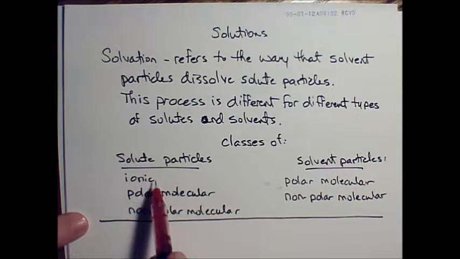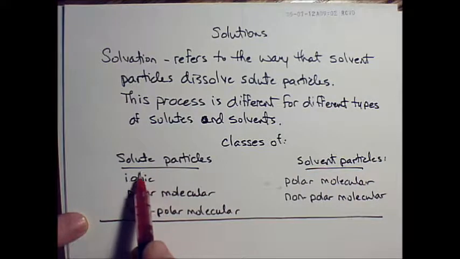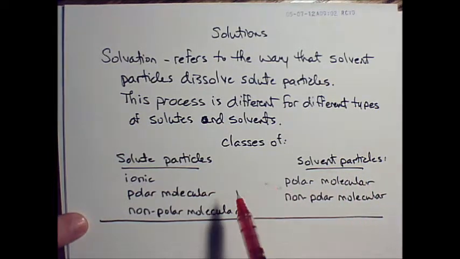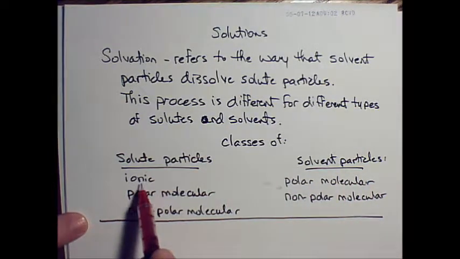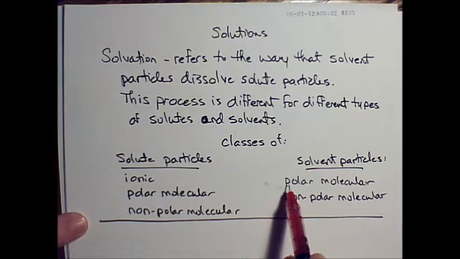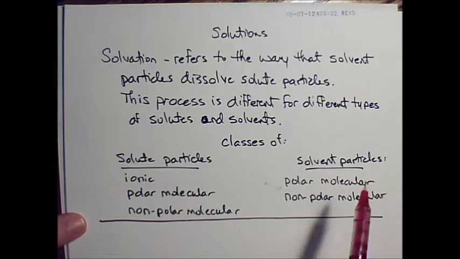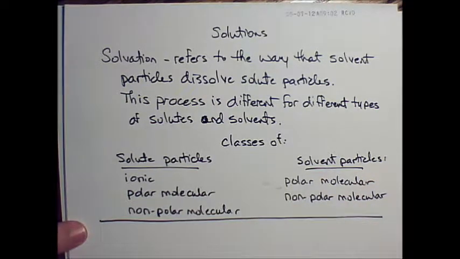So we'll first take some time and talk about how ionic particles are solvated by polar molecular particles. Okay, so our solute is going to be ionic. Our solvent is going to be some polar molecular particle. Okay. Just to remind you about the structure of ionic compounds, let me give you a title for this first.